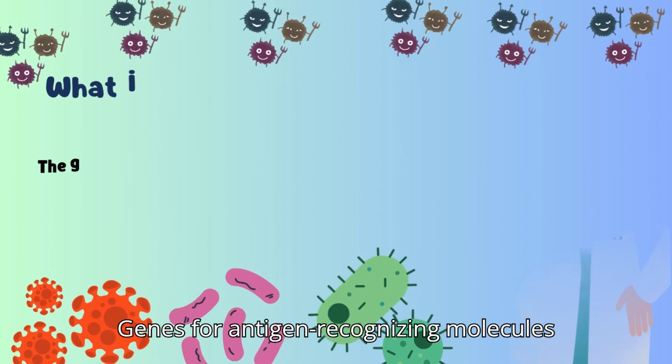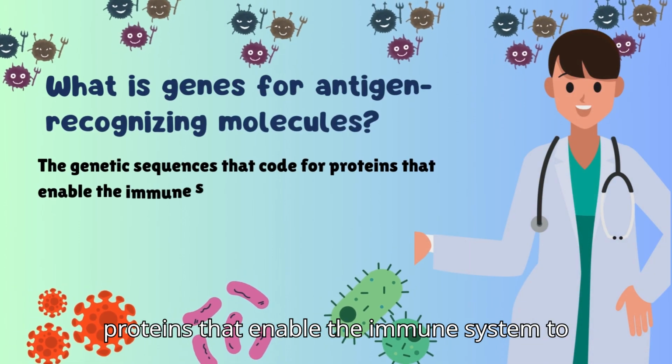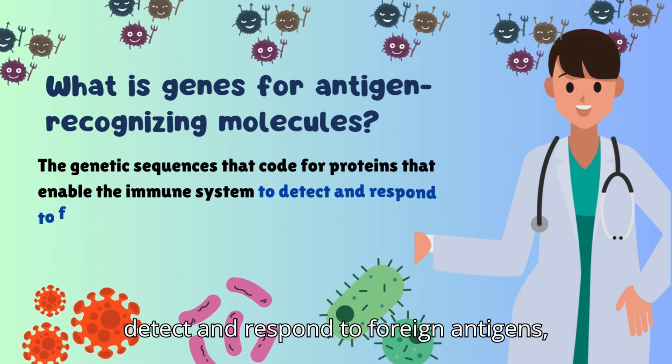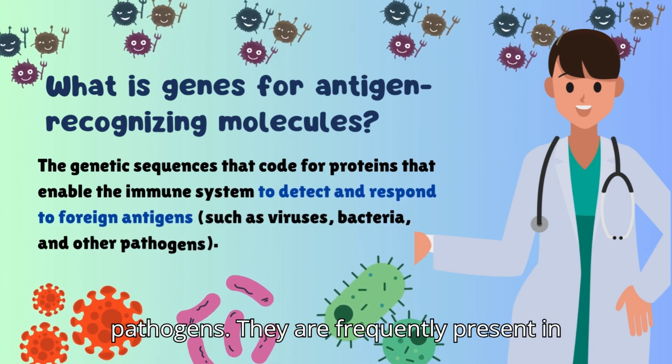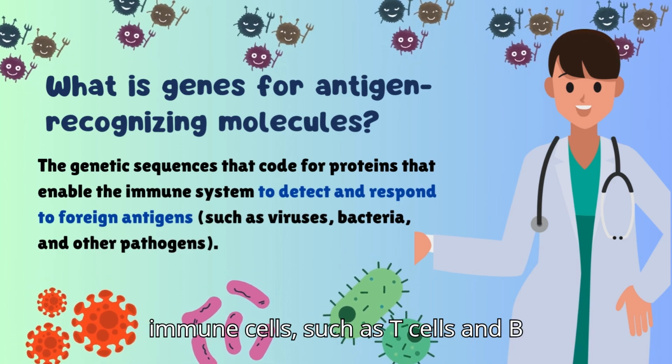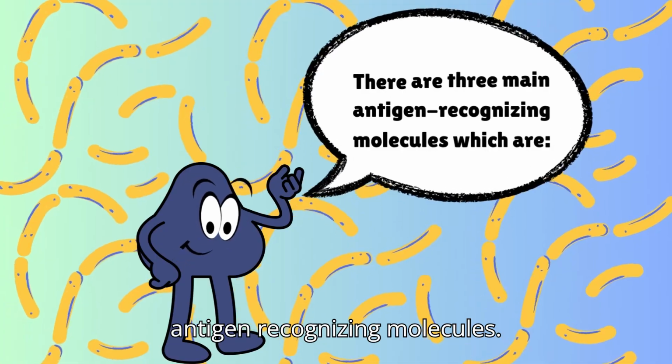Genes for antigen-recognizing molecules are the genetic sequences that code for proteins that enable the immune system to detect and respond to foreign antigens, such as viruses, bacteria, and other pathogens. They are frequently present in immune cells, such as T cells and B cells. Let's have a look at the three main antigen-recognizing molecules.